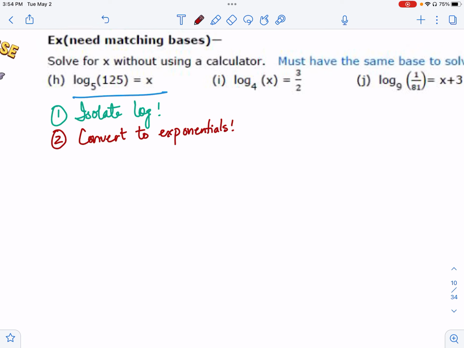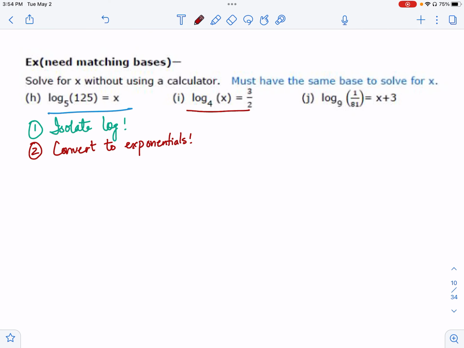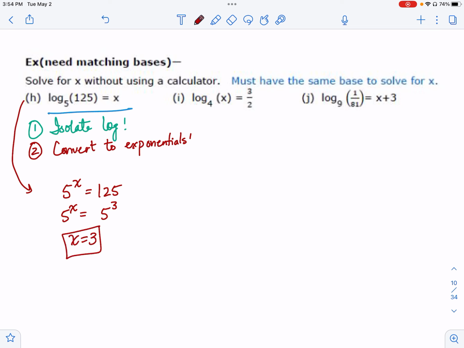Now notice these three problems. In all three of these problems, log has been isolated already. There's nothing that the log is being multiplied with, and there's nothing afterwards. Of course, value has to be there. What that does is, step one has been taken care of. So I'm ready to convert it to exponential. 5 to x power must equal 125. Well, 125 can be written as 5 to the third power, so clearly x must equal 3.